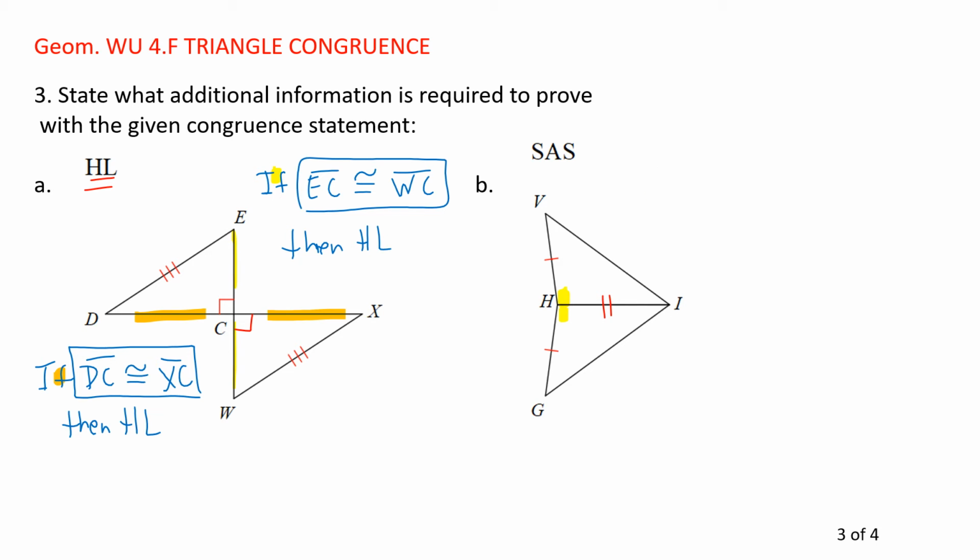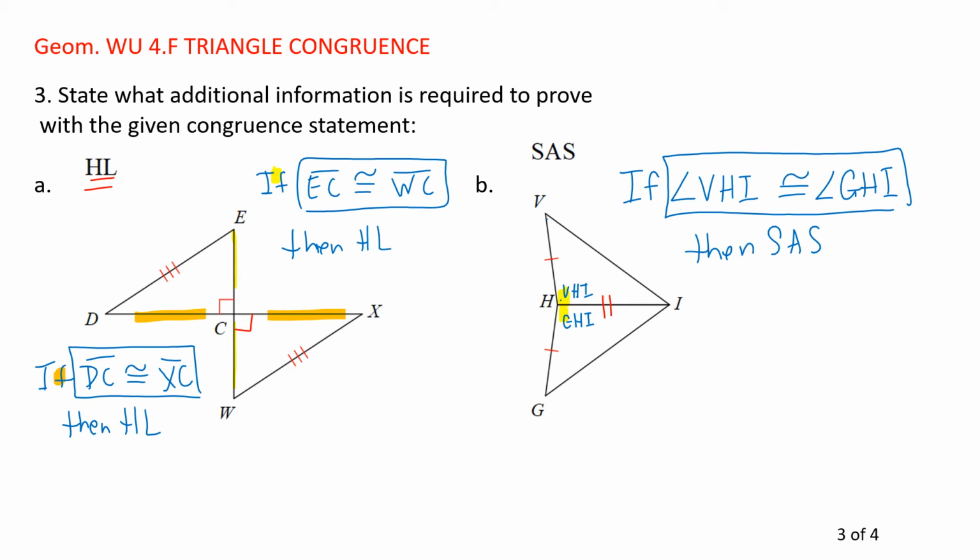So I have to write this with 3 letters. To identify this angle, this is VHI. Notice the vertex is in the middle. GHI. Notice the vertex is in the middle. So if VHI is congruent to GHI, then I will have side, angle, side.